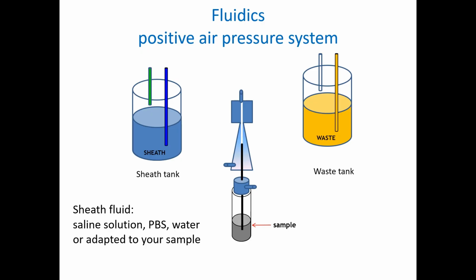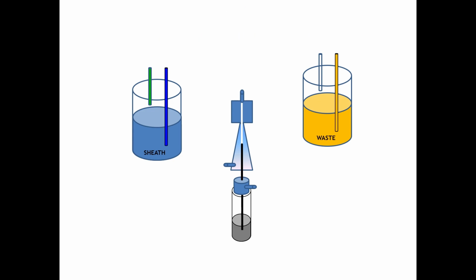At the bottom in the center here, we have the sample tube with our cells in it. Above it is a conical sheath chamber, which directs the sheath and the sample towards the flow cell, where the cells pass one by one through the laser beam. Let's look at how it works.